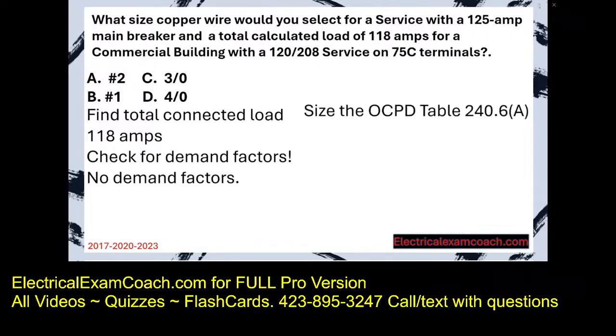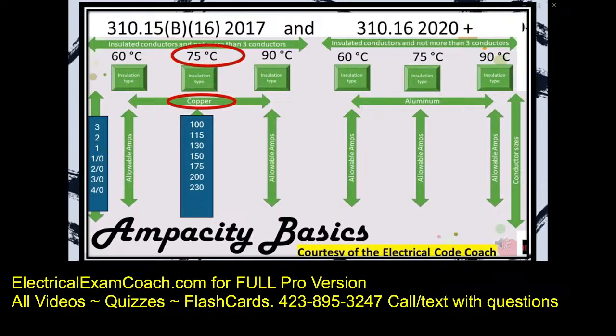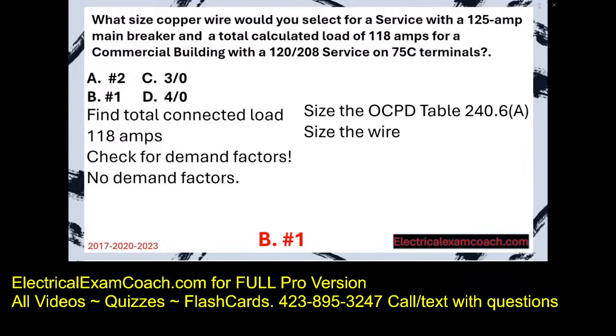Normally, we would size our overcurrent protective device, but if you notice in the question, they've already done that for us. So all we have to do is size our wire. We're going to head to our primary ampacity table and find a wire that is good for 118 amps. We slide down the 75-degree C column on the copper side, and we're going to find that we select a number 1.